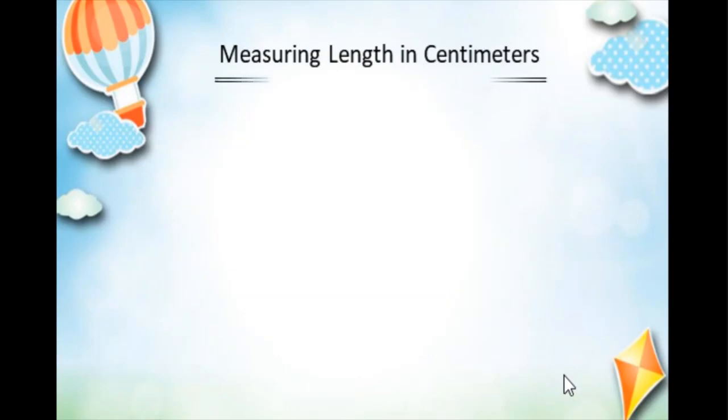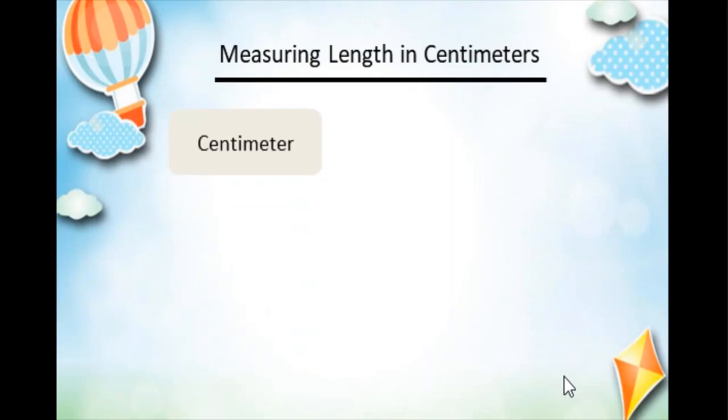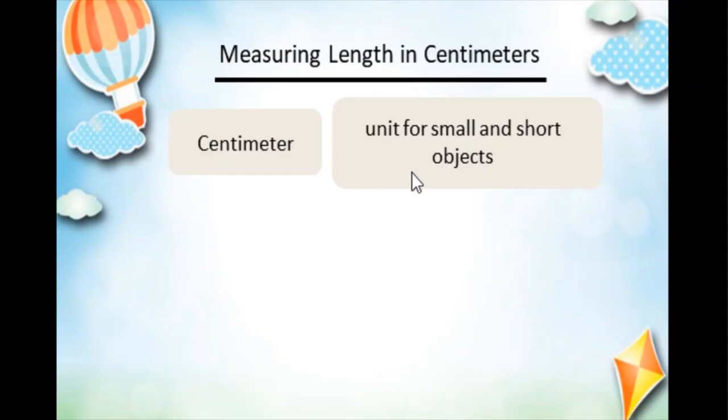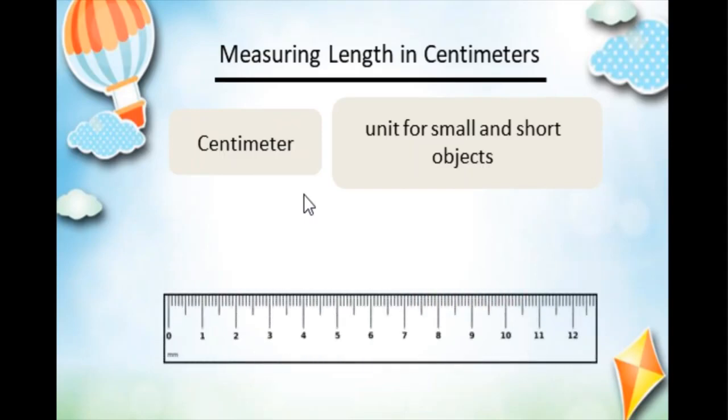When we measure length in centimeters, we use it when we measure small and short objects like pencil, like books, like notebooks. All those small and short objects can be measured with the use of centimeters. Usually, when you measure objects using centimeter, you are going to use a ruler, okay?